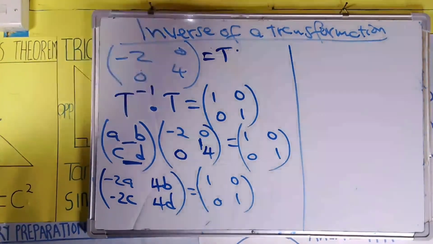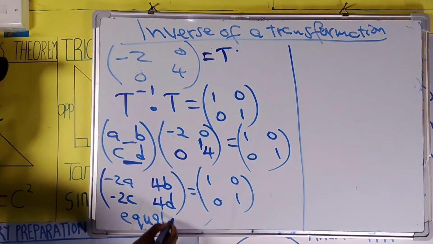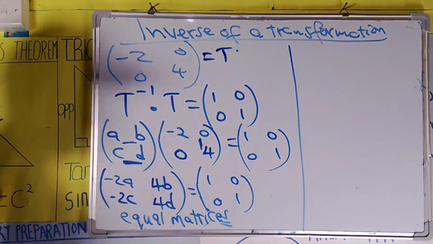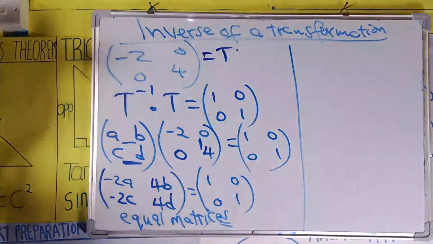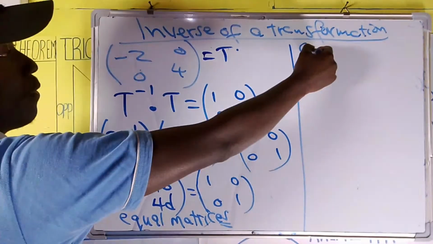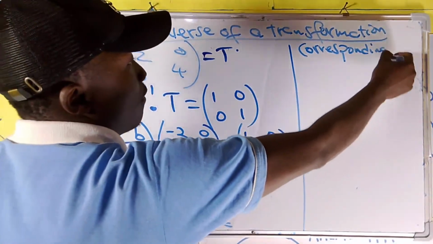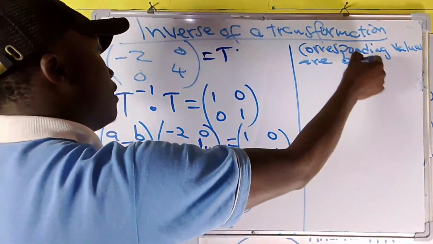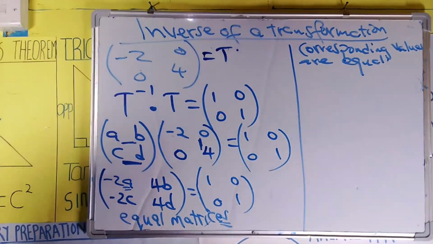Tukipata hivyo, this is where we now apply a concept we call equal matrices. When we talk of equal matrices, we mean their corresponding values are equal.